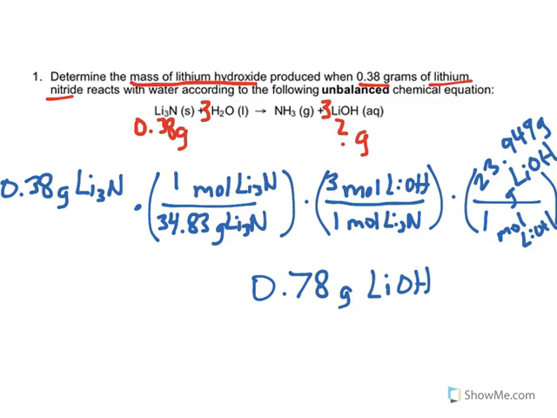I would always stop and consider, what did I just do? Put a sentence to what I just did. I established that if I was going to react 0.38 grams of Li3N, I would end up producing 0.78 grams of LiOH.